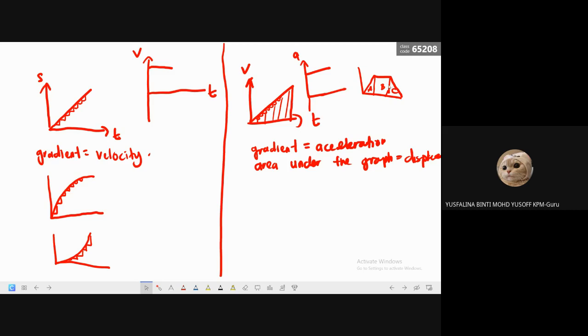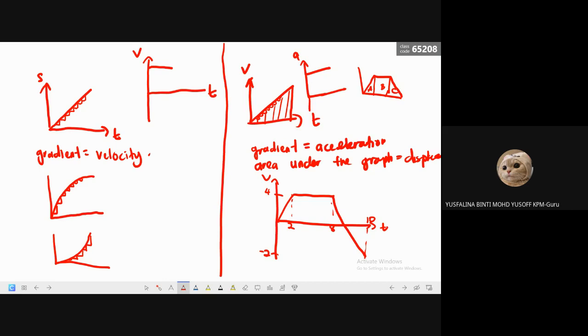Sometimes they give you it like this, sometimes like this, but that one I need to remind you. Let's say I just give a simple one. Let's say this is 4, and then this is 2, this is 8, and this is -2. Example. And this one say 10. So this is a graph of velocity against time. The question asks you to find the displacement.